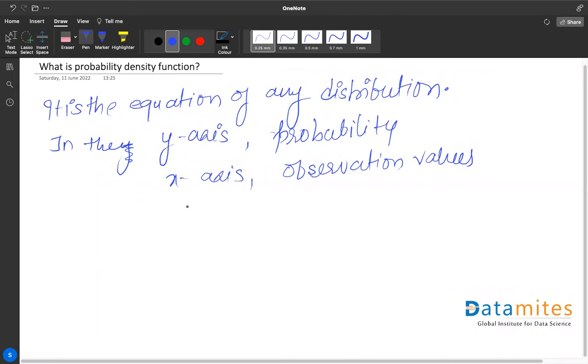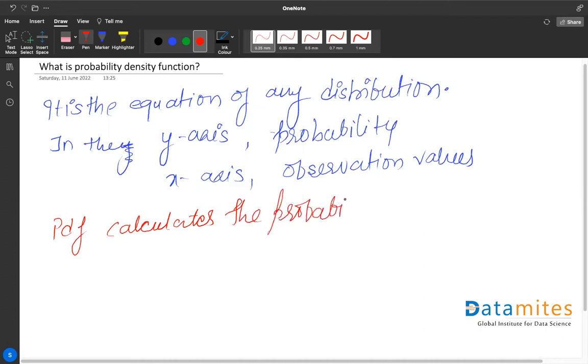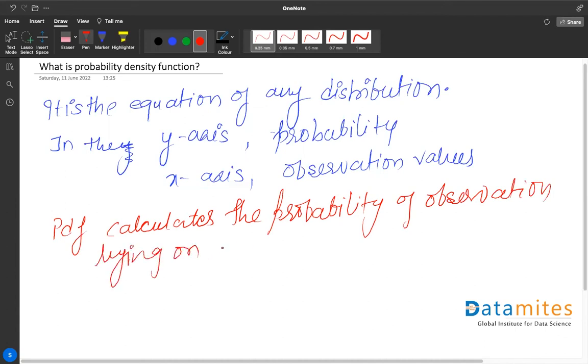Basically it tries to establish the relationship between the observation and its probability. In mathematical terms, the PDF calculates the probability of an observation lying on the probability density curve.